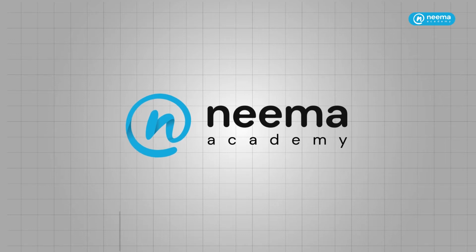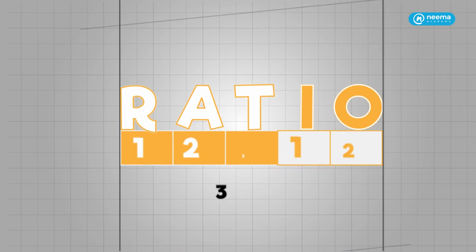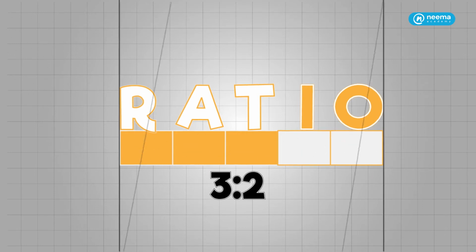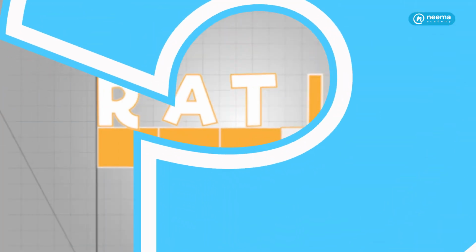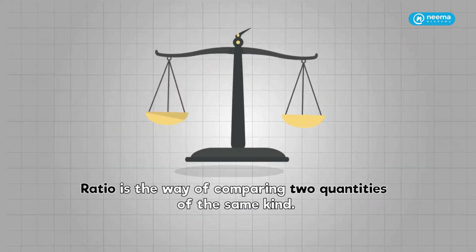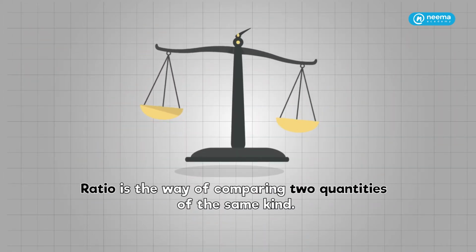Today we will learn about ratio. So without further ado, let's begin the video with the definition of ratio. So what is called ratio? Ratio is the way of comparing two quantities of the same kind.